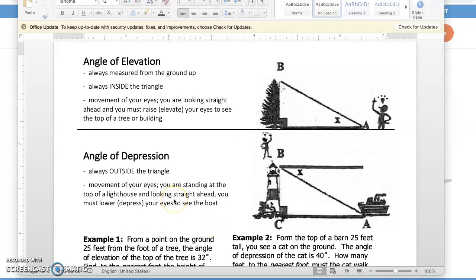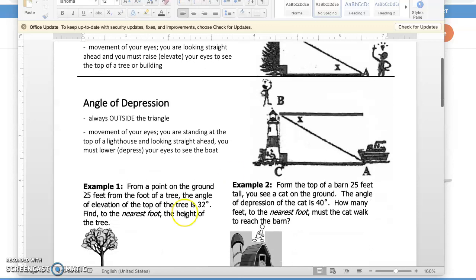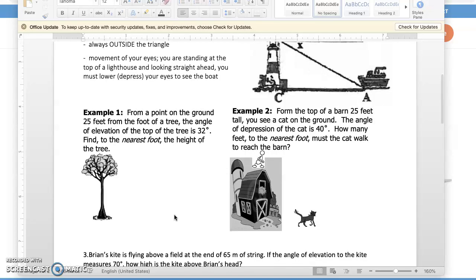Same thing with the angle of depression, except normally you or the object is looking down from a certain height at something, and that angle is either going to be in this upper portion on either side of your diagram, just depending on how you draw it. So I have a couple examples of each of those two.